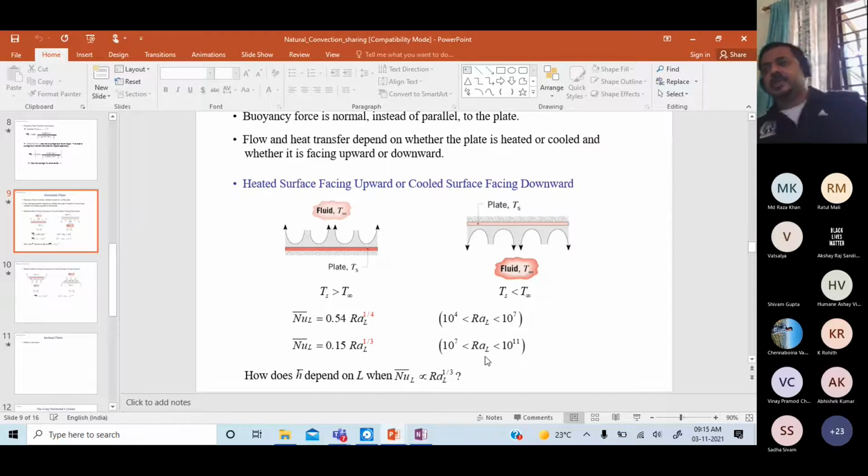Again, remember here that the transition to turbulence happens at a lower value of Rayleigh number compared to the vertical plate. Vertical plate was 10 to the power 9. Here it's 10 to the power 7. As before, the dependence on Rayleigh or Grashof is 1/4 in laminar and 1/3 in turbulence.